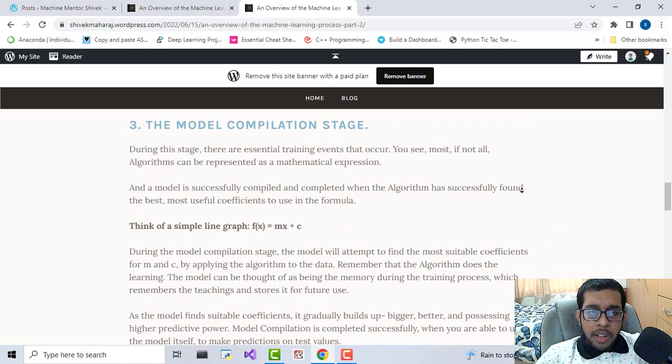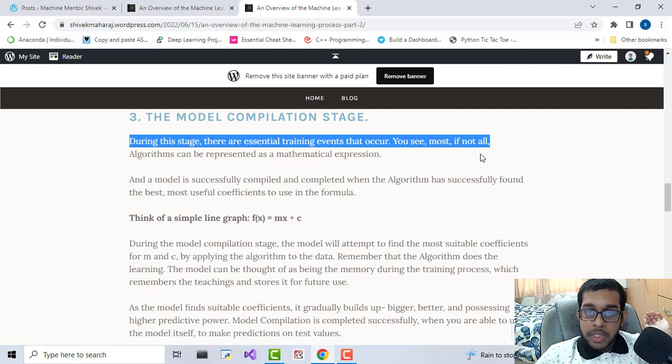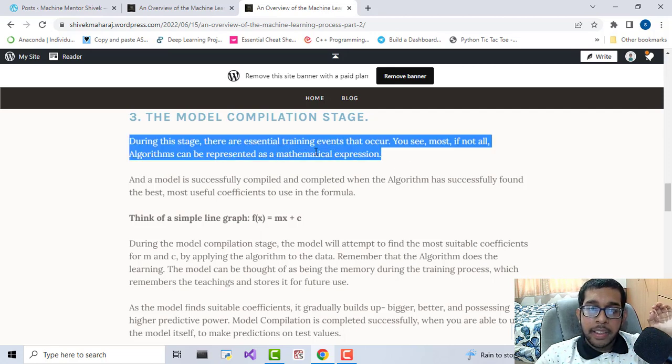Now, on to number 3, the model compilation stage. During this stage, there are essential training events that occur. You see, most, if not all, algorithms can be represented as a mathematical expression. Now, this is a line that is very important as well, guys.